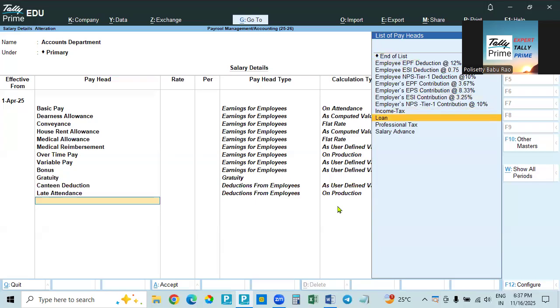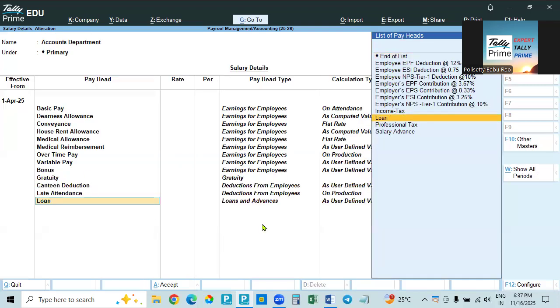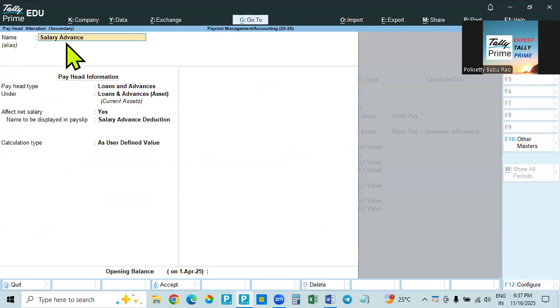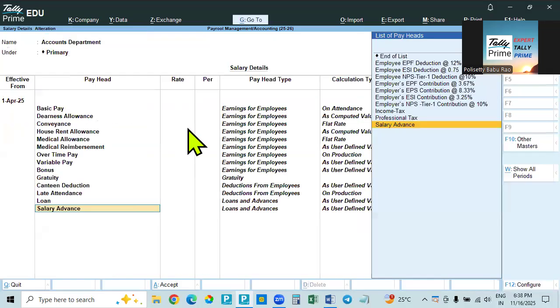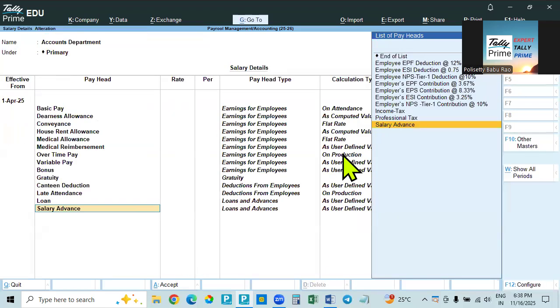Loan. If any loan is given, that will be deducted. Here I am showing only loan, but in the head we will show loan deduction. Then there is salary advance, that is also deducted. I am giving the name as salary advance, but the pay head will show the name, and in the pay slip it will be shown as salary advance deduction. Because the name should be given. When you give the advance, we will enter it in the loans and advances section. This is also taken as loans and advances. That is the head. That is why the name should be the same in both places.